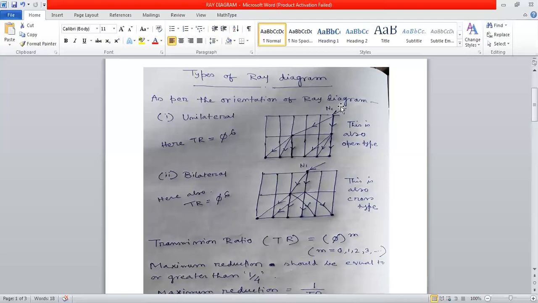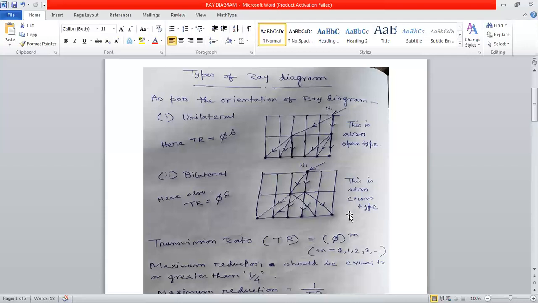Open type means that the lines will not merge with each other, and in cross type they will merge with each other. So we can divide the ray diagram also into open type and cross type. The unilateral ray diagram may also be cross type, and the bilateral ray diagram may also be open type.